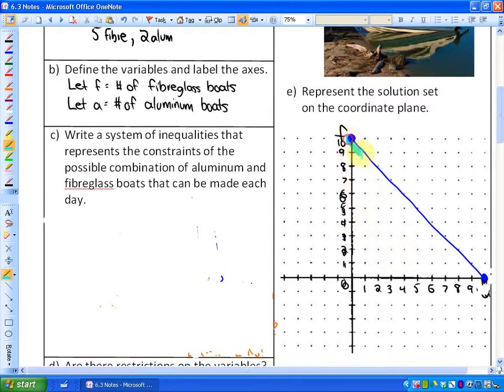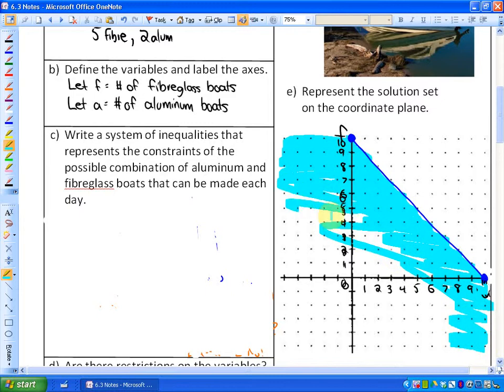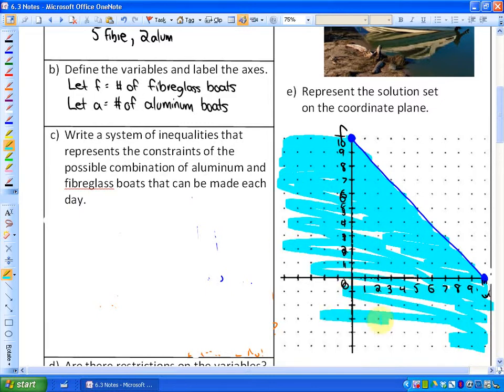So what I would want to do is actually shade beneath that boundary line that represents exactly 10 boats in a day. So that would be my solution to my first limitation or constraint. So this would be it here. Okay. So that's kind of the big idea at this particular moment.